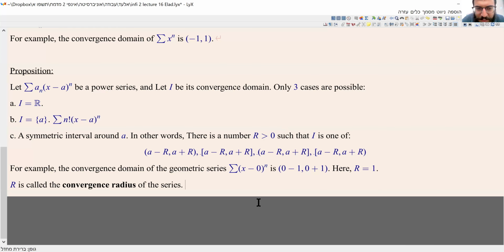I started to say, in this example, the one and only point in which the series is convergent is x equals a, nothing more. So the domain, the set of all values of x in which the series is convergent, is only a. And it can happen.